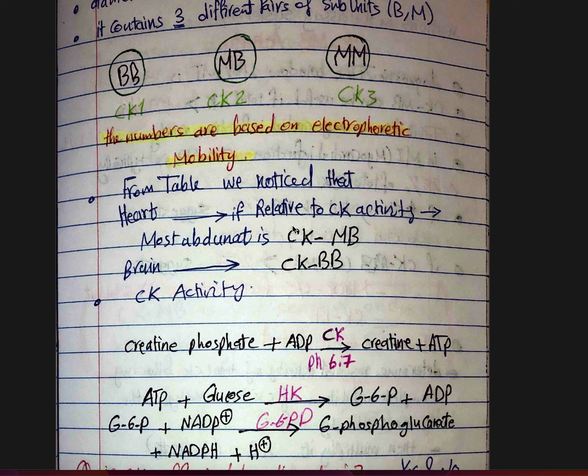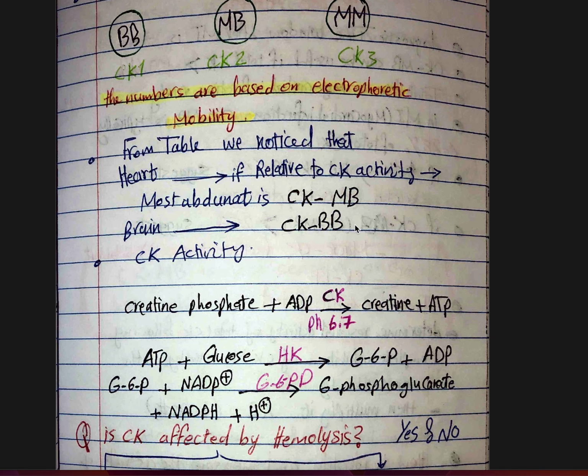Okay, and as I said before, the CK-MB was used as a diagnosis of coronary heart diseases or any damage to the muscles of the heart. Not coronary heart disease, actually it's myocardial infarction, because it's due to the damage of the cardiac muscle, but nowadays they just use troponin T and I. And in the case of the brain, we have CK-BB. So remember BB, that means it refers to the brain.